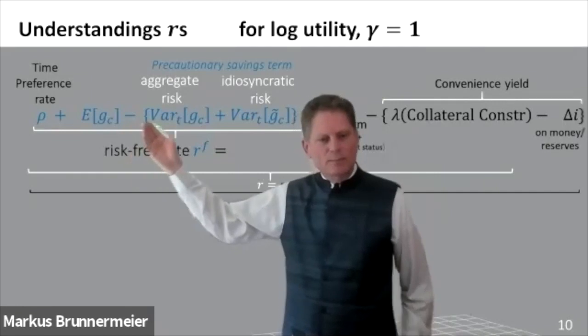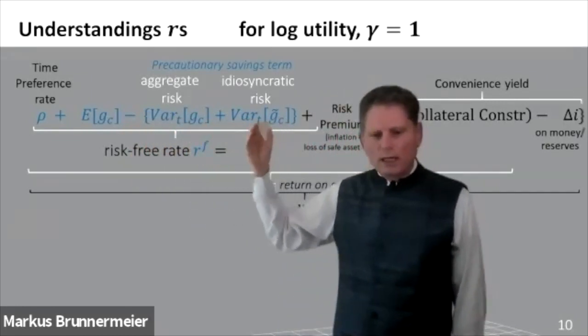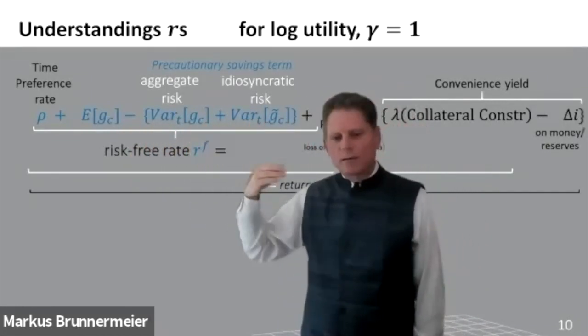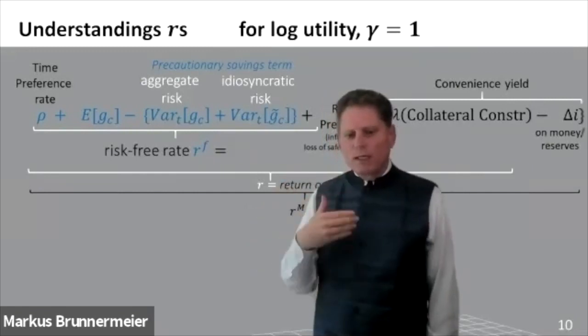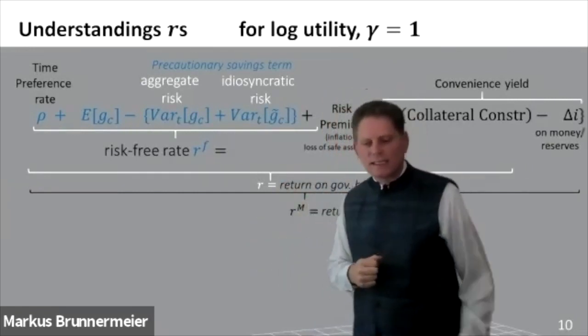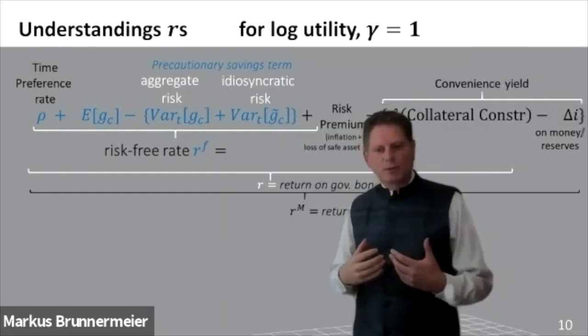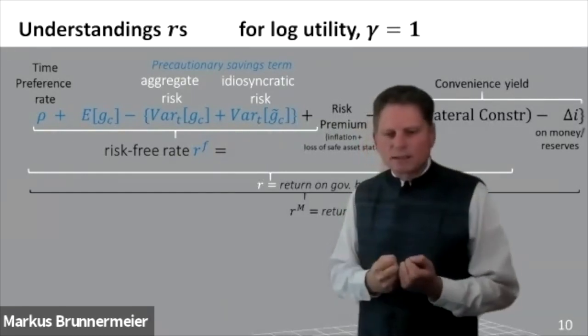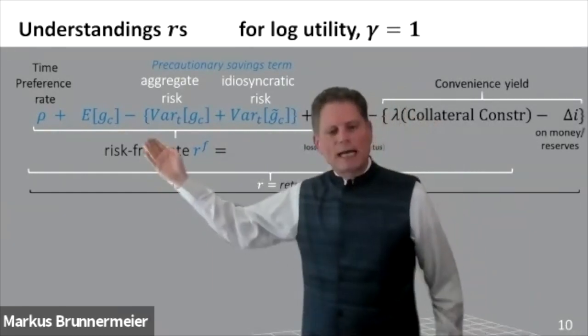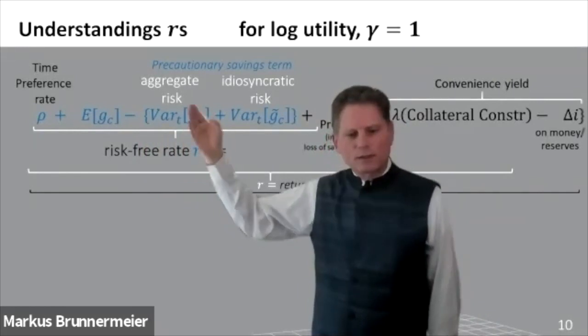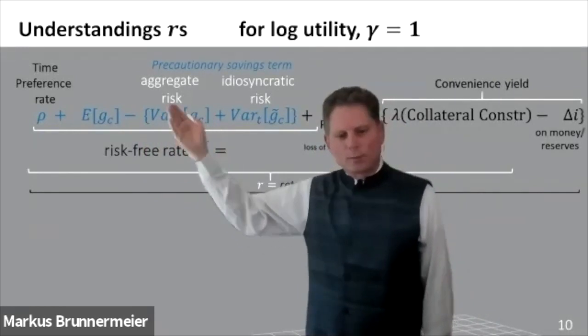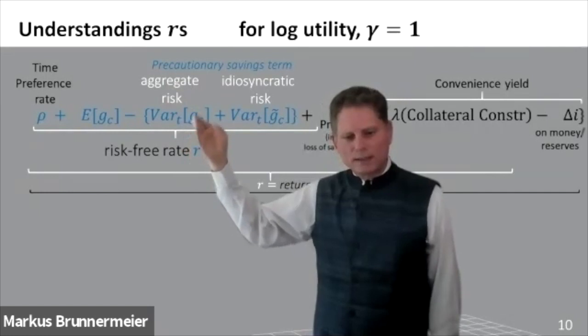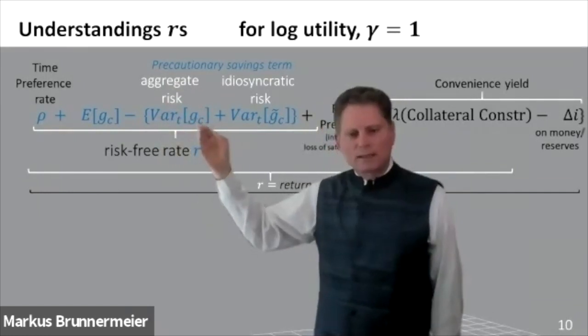And then there's this precautionary savings term. The precautionary saving comes if there's more uncertainty. The more uncertain there is, the more you want to save. And because of this saving, it depresses the risk-free rate. And it could be aggregate risk, so the variance of the consumption growth rate. And from an aggregate perspective, that's what I call this aggregate risk here.